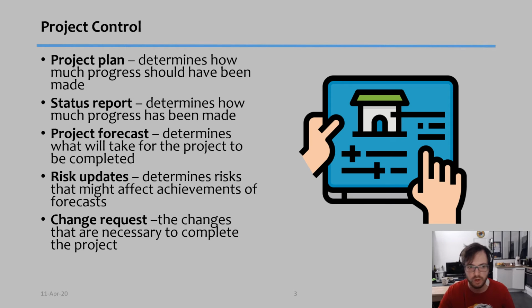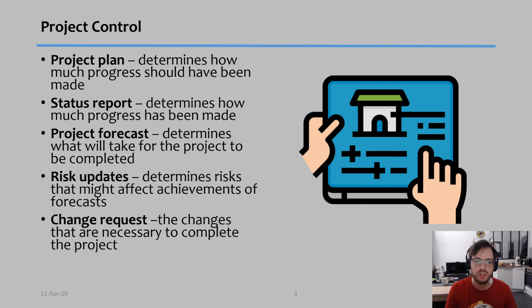So in terms of controls, there are five major types of control definitions that I would like to emphasize before we move on. Number one, project plan. The project plan is the original plan that we created, and basically this dictates how much progress should have been made up until that point. Project status, on the other hand, determines how much progress has actually been made. The status report basically means how much we have actually made, the reality.